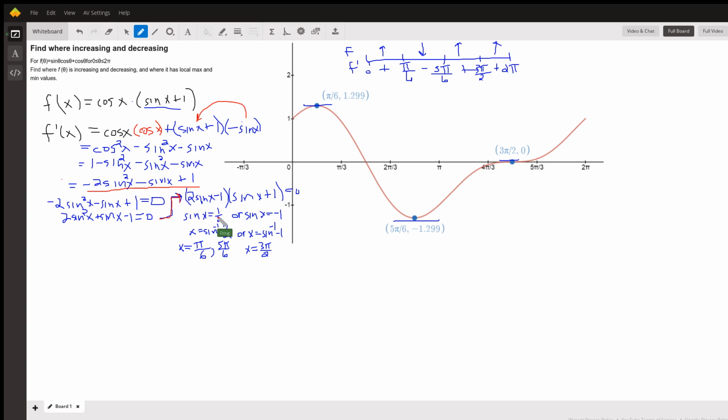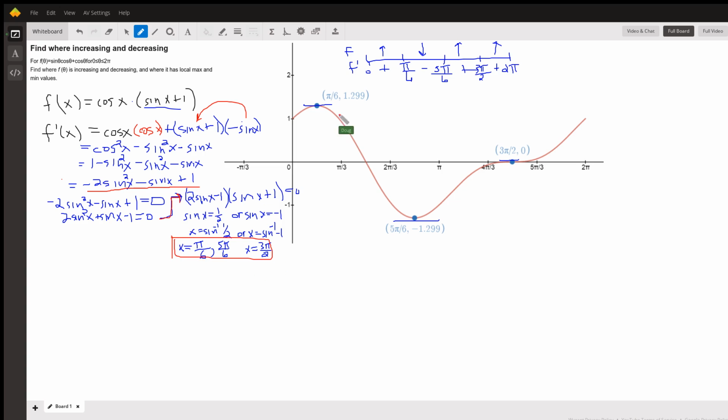That means the sine of x equals 1/2, so x is the angle that has a sine of 1/2, or the inverse sine of 1/2. And that happens on the interval from 0 to 2 pi in the first and second quadrants, pi over 6, 5 pi over 6. Or the sine of x equals -1. What is the angle in that first revolution around the unit circle that has a sine of -1? 3 pi over 2. So these are our critical numbers.